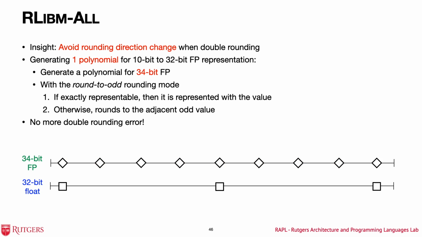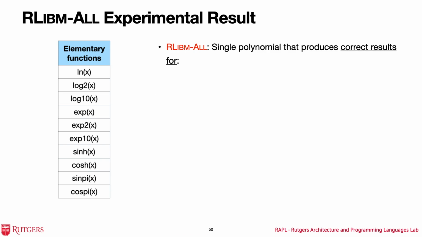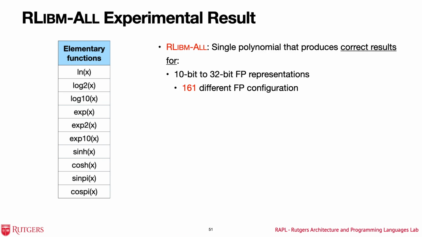integer. And the amazing thing, which we formally proved in our paper, is that this round to odd result is guaranteed to produce a correctly rounded result when the output is rounded to any 10 to 32-bit floating point representation with any standard rounding mode. Using this technique, we created several elementary functions that produce correctly rounded results for any floating point representation from 10 to 32 bits, with all 5 IEEE 754 standard rounding modes.